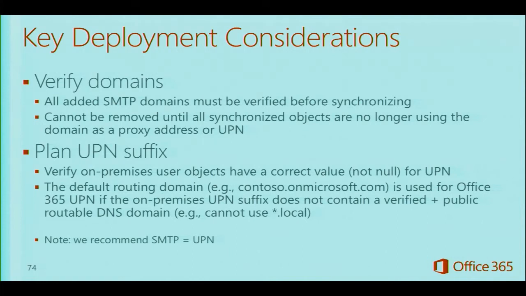We do also recommend that you verify that all on-premises users have correct non-null values for their UPN, which we would recommend preferably be their SMTP address as well. And the default routing domain, that is that onmicrosoft.com domain, is used for the Office 365 UPN if the on-premises UPN does not contain a verifiable or routable DNS domain. So for instance, if you deployed a .local domain inside your organization, you won't be able to basically do anything with that. You'll be using the onmicrosoft.com domain as part of the UPN in that case.